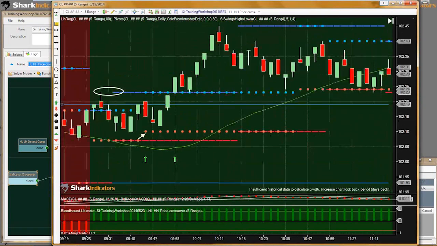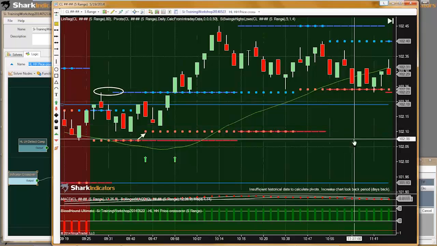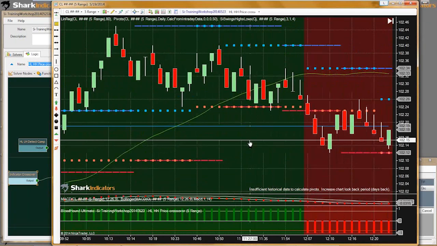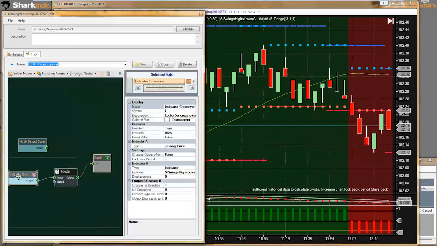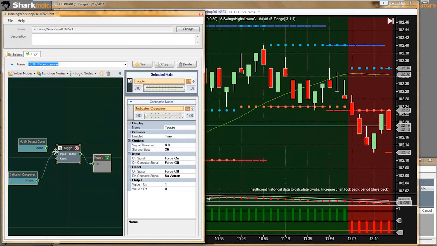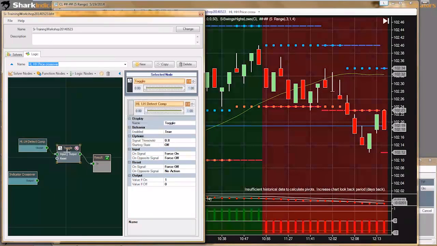And let me change the scaling here. So it's telling us when higher lows are forming right now. And actually, oops. I'm sorry, I have the wrong solver plugged in here. Let's connect our higher low and lower high detector. Plug that in. There we go.